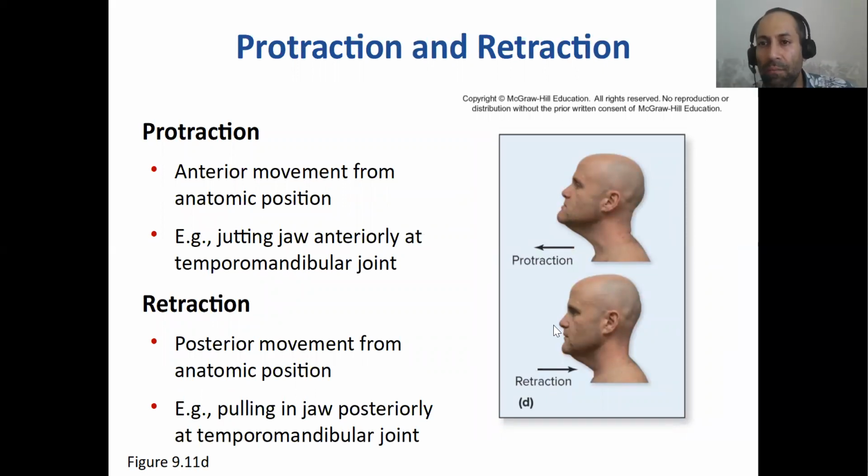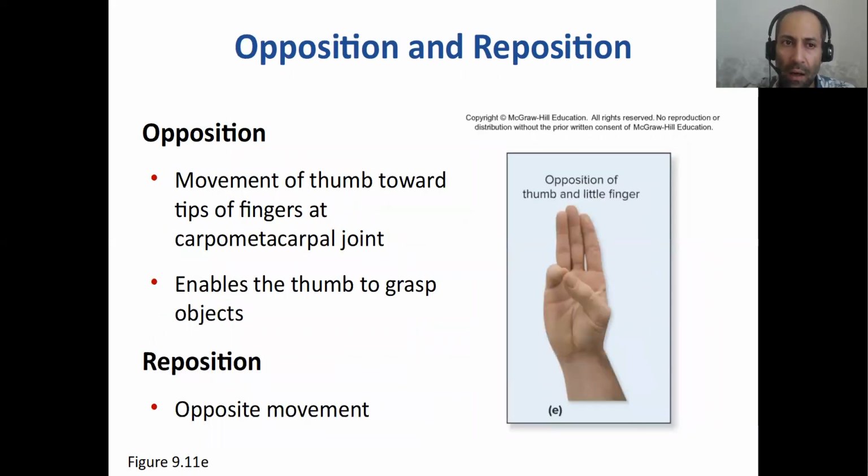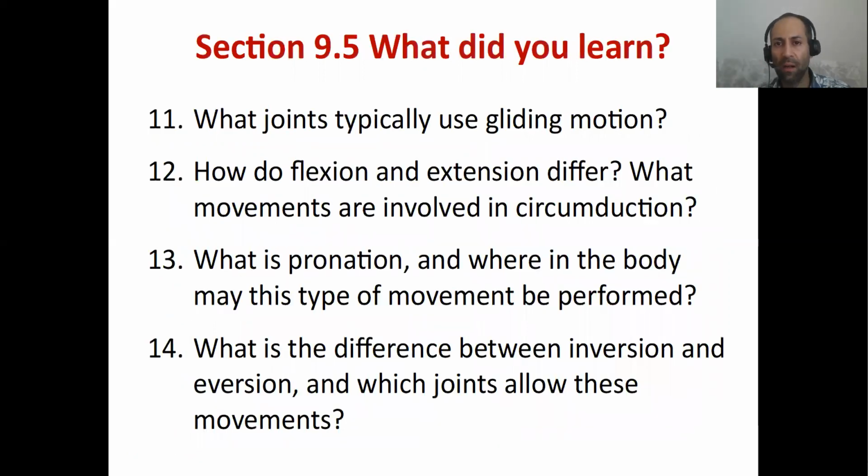So moving your jaw, your mandible outwards is protraction, like an underbite. And retraction, like an overbite, is when you draw your jaw back in. Opposition, as you can see in the picture, right? And reposition, opposition, reposition. So what joints typically use gliding motion?